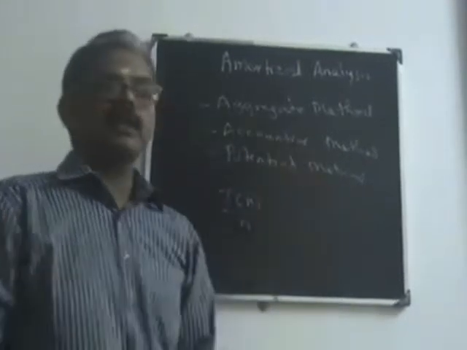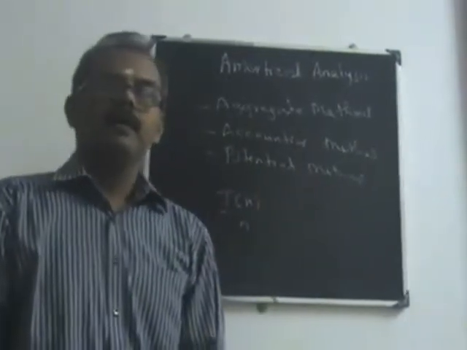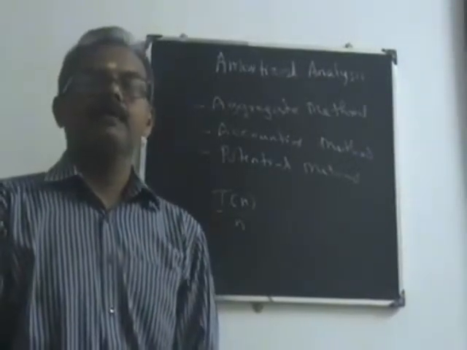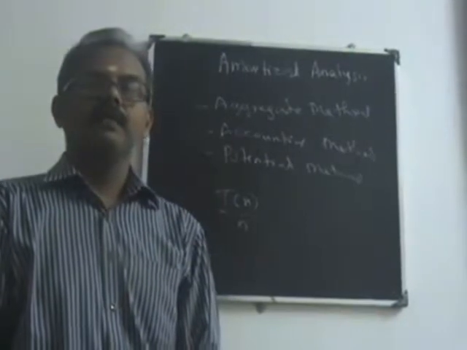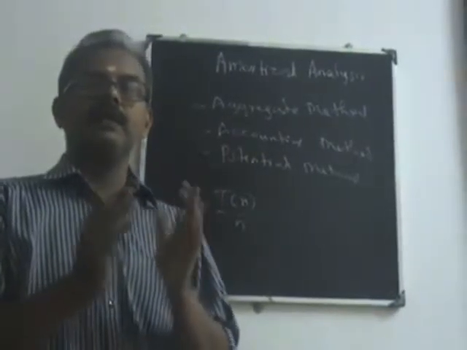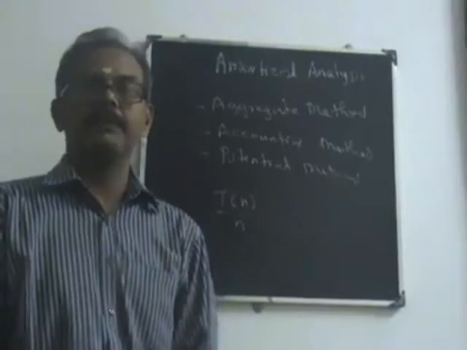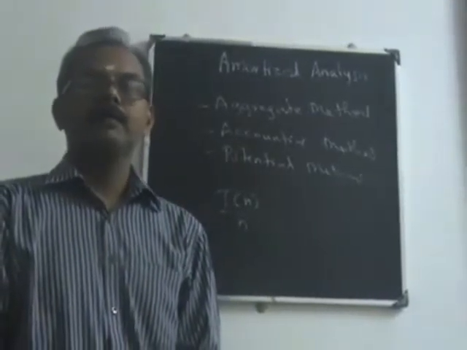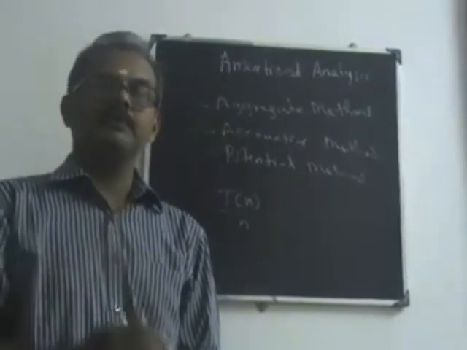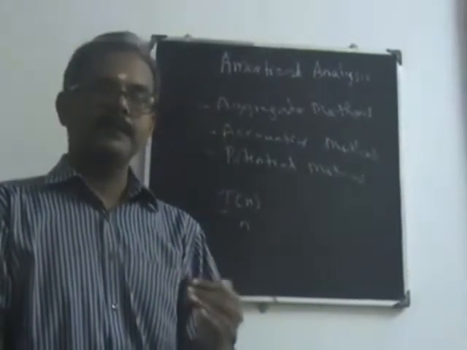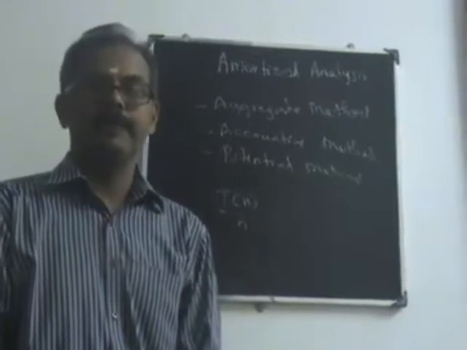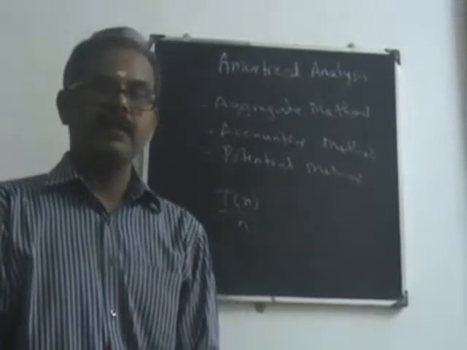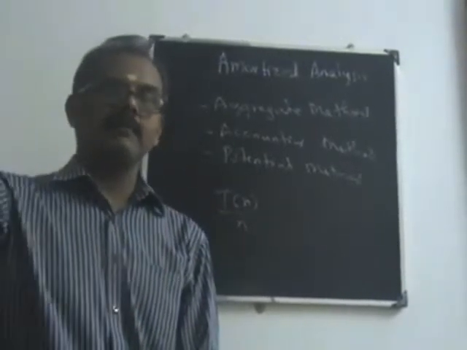The second case is the accounting method. That is something like a bank account transaction. For instance, we are getting 1,000 rupees every month. That is our income. Suppose I get 1,000 rupees this month and my expense is only 800 rupees. So 200 rupees I can save, right? So that I will retain in the bank account.